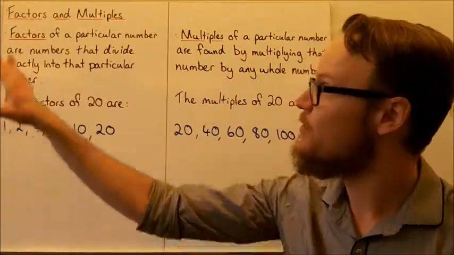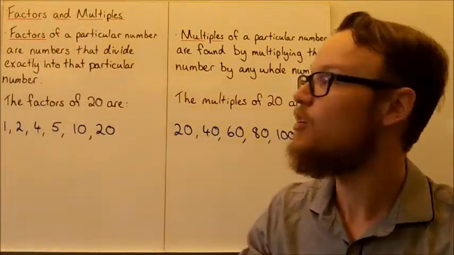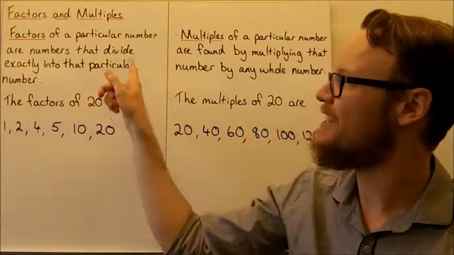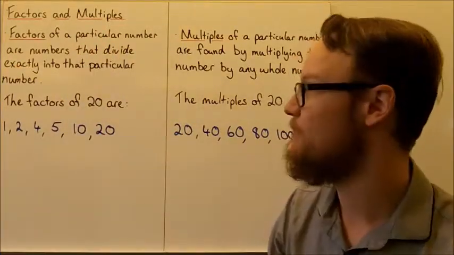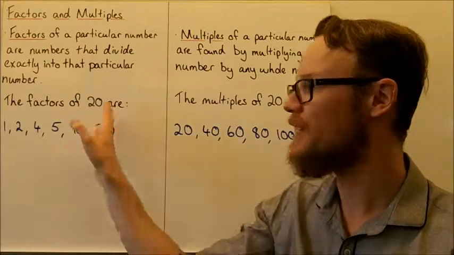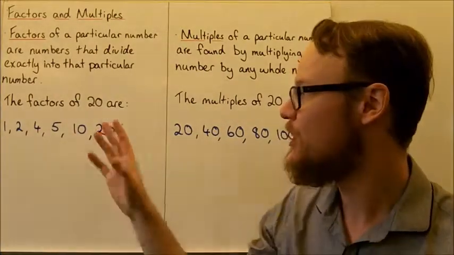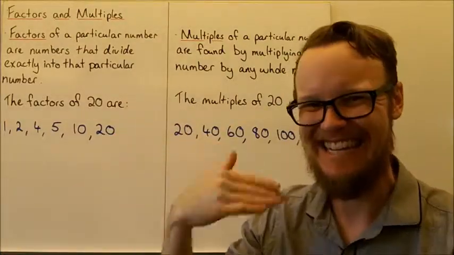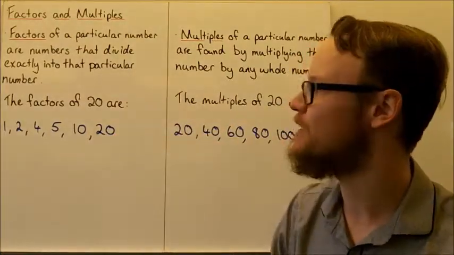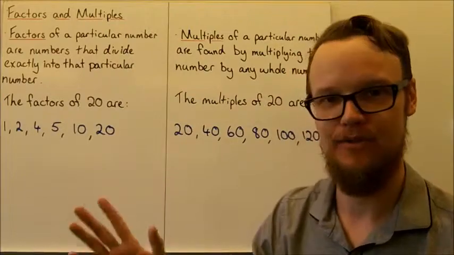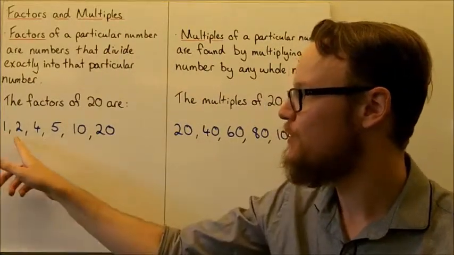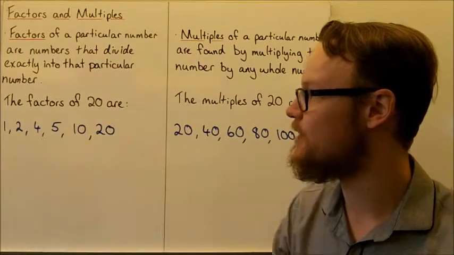Today we're going to look at factors and multiples. Factors of a particular number are numbers that can divide exactly into that original number. So if we're looking at 20 as an example, the factors of 20 are all the numbers that can divide evenly into 20, no remainders. So the factors of 20 are 1, 2, 4, 5, 10 and 20.